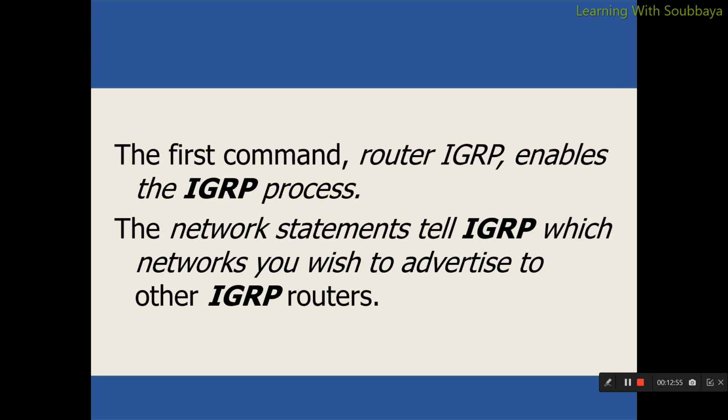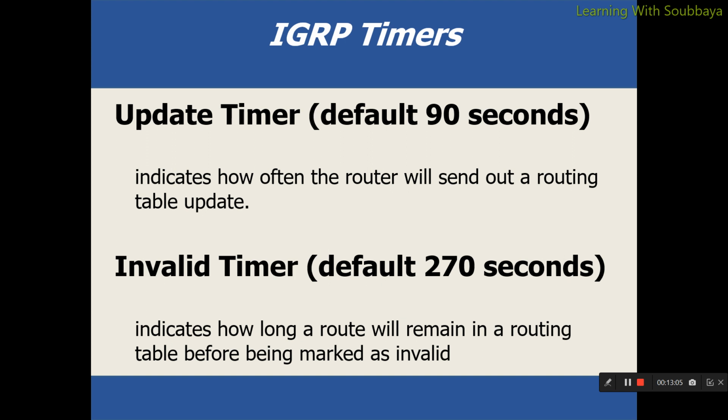Network address. That is nothing but you are advertising the network. You are enabling the routing protocol, you are advertising the network. First thing, you are enabling the IGRP protocol. Next command, the network command, you are advertising the network.